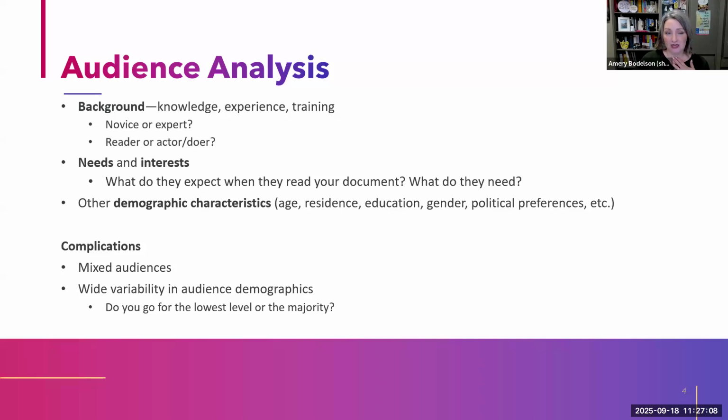So when we think about our audience, we think about, okay, who are they? Again, what do they know? What's their background? Are they novice? Are they complete noobs to this process? Or do they already know how to do it? And this is kind of a refresher. Are they a reader? Are they just reading it for pleasure or for information? Or are they actually going to follow through with your steps to do it?